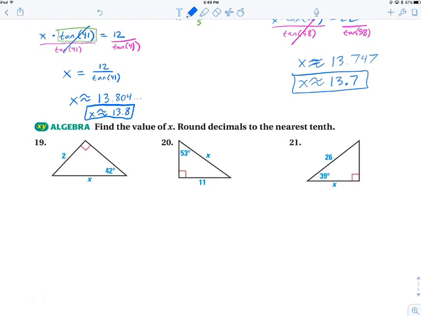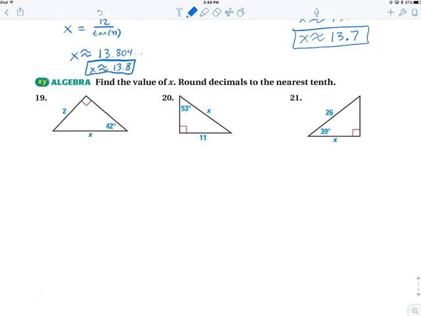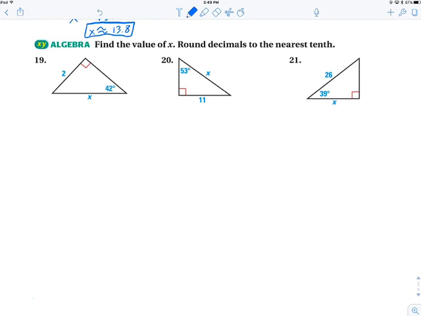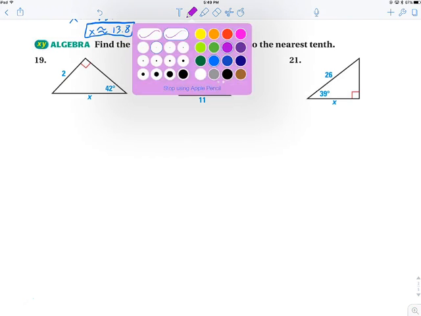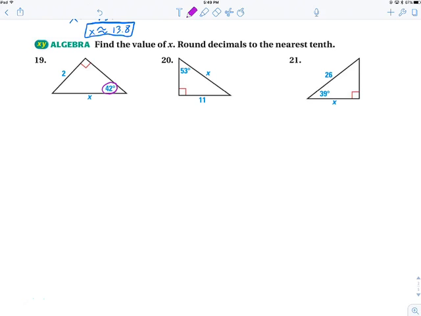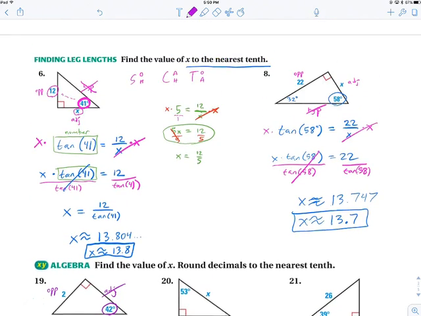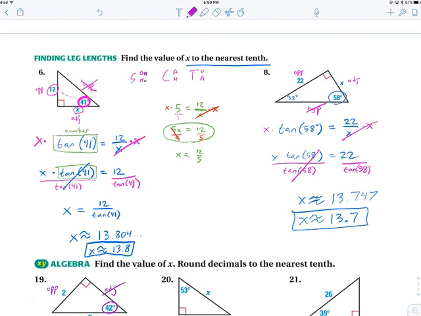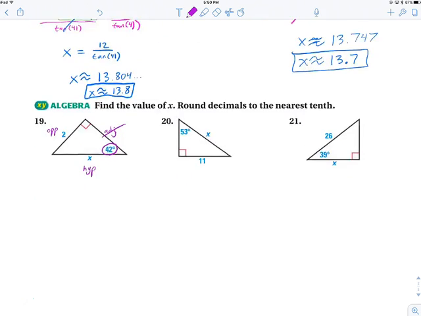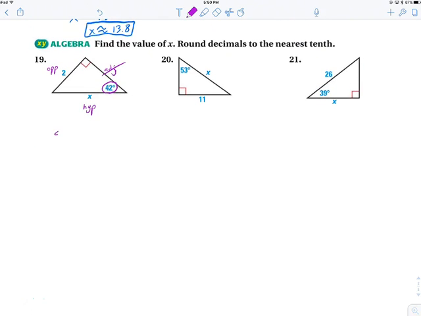Okay, so now we're going to start using something other than tangent. Let's see how this works out. So find the value of x here. Let's go with purple. With respect to this angle, I've got my opposite side and my hypotenuse. I do not have the adjacent side. So referring to my Sohcahtoa, if I've got opposite and hypotenuse, opposite over hypotenuse, I'm dealing with my sine. So I go down here and I say the sine of 42 degrees is equal to 2 over x.